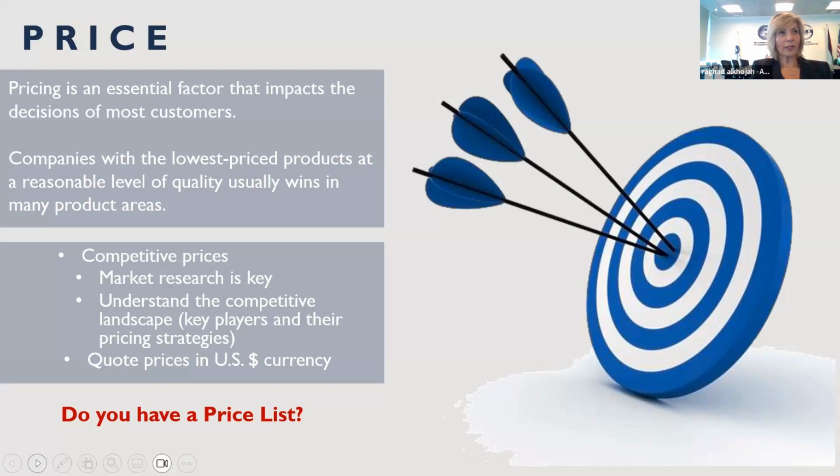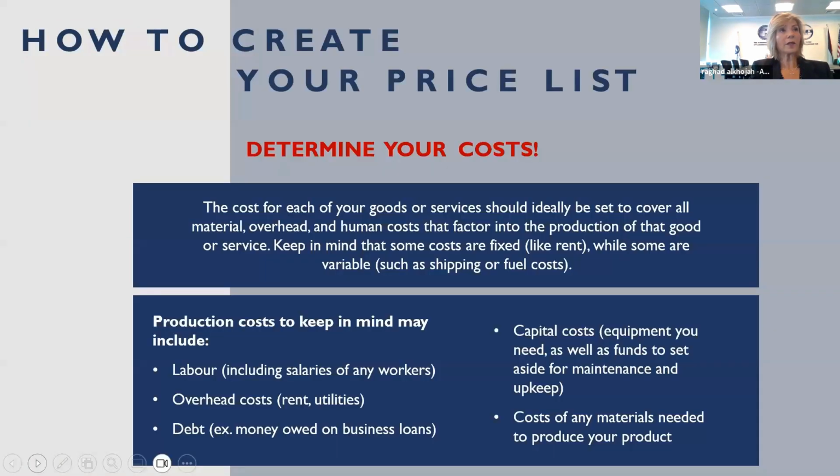And if we can move to the next slide, please, which is how to create your price list. It starts with determining your costs. The cost of each of your goods or services should ideally be set to cover all material, overheads, human costs, and factors into the production of that good or service.